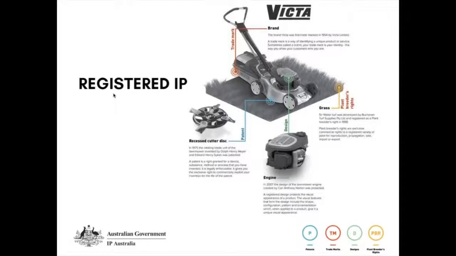So when we're talking about trademarks, we're talking about protection for brands and the way that you market yourself and differentiate yourself from other competitors out there in the same marketplace too. There's a registered design on the Victor lawnmower, in particular for the shape of that engine. So when we're looking at designs, we're looking at the aesthetic look of a particular piece of property, I guess.